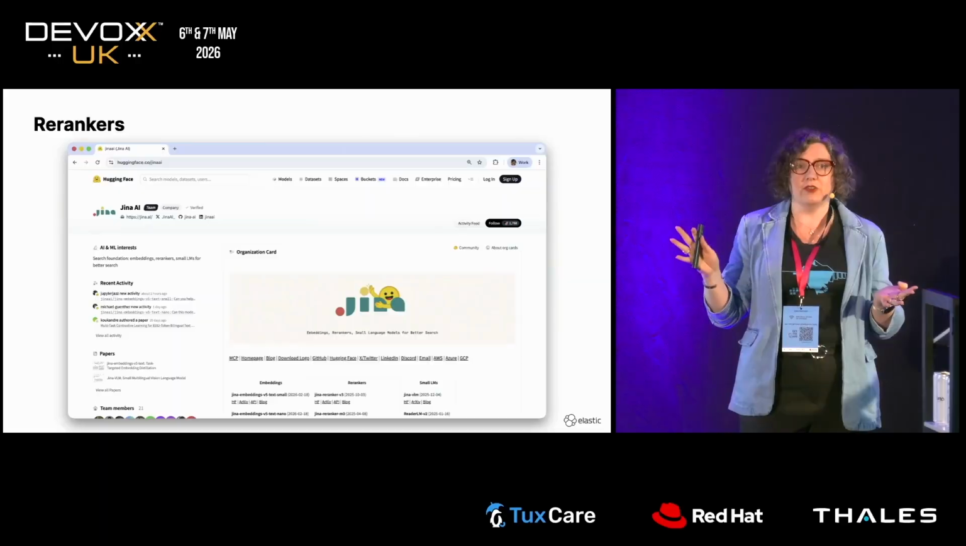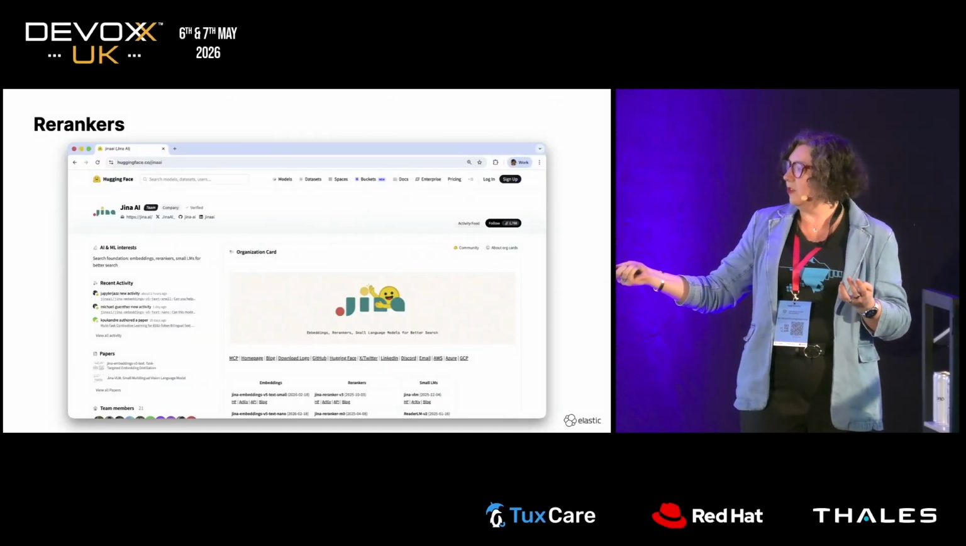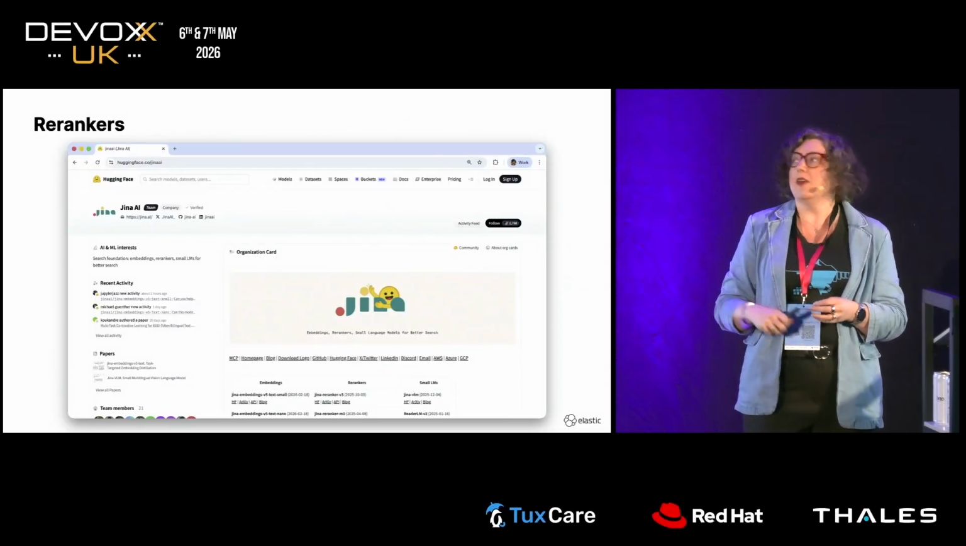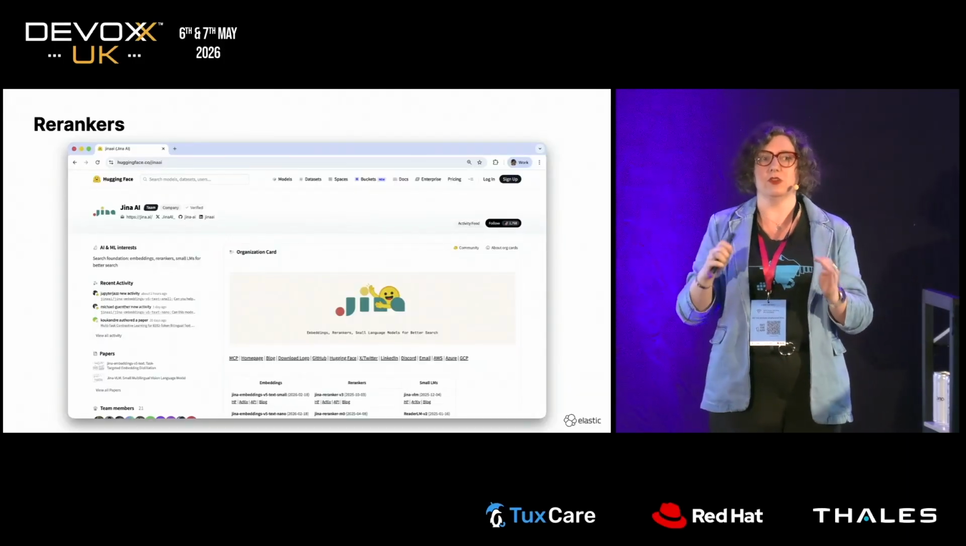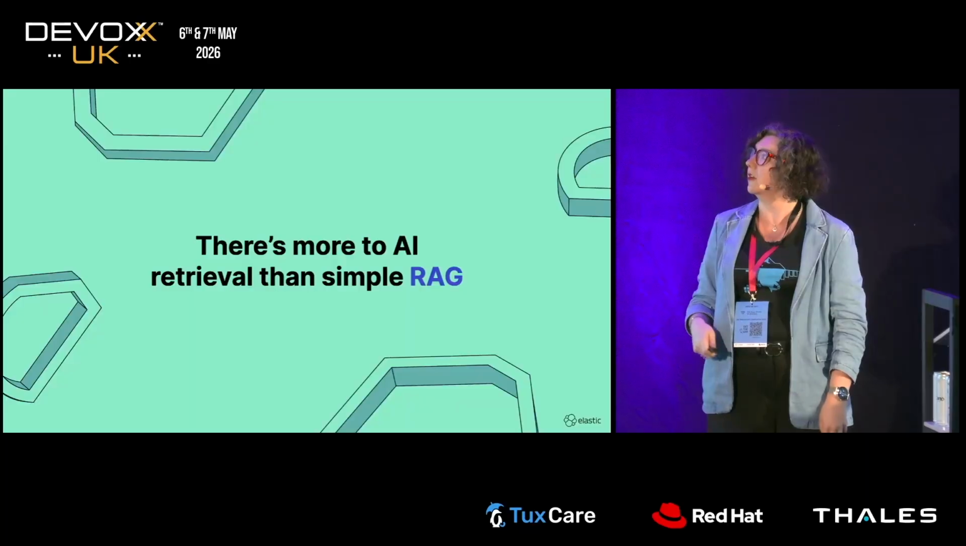There are loads of re-rankers out there. There's also Jina v3, which is the one I suggest to try out. It's available in Hugging Face, and it's also available in the Elastic Inference Service as well. So you can try it out for free yourself if you'd like to.